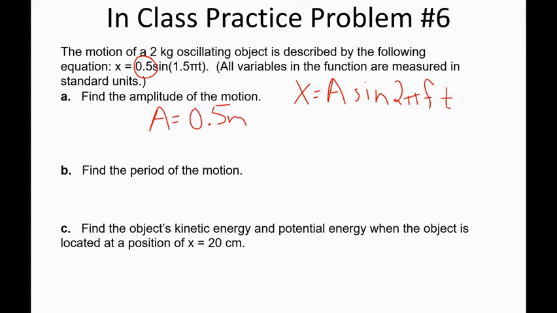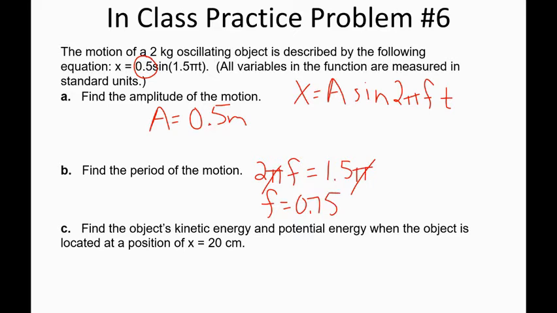t, right? And so here we know 2 pi f is equal to 1.5 pi. Okay, so our pi can cancel, and we have 2f equals 1.5. So frequency is equal to 1.5 divided by 2. And so frequency is going to be equal to 0.75.